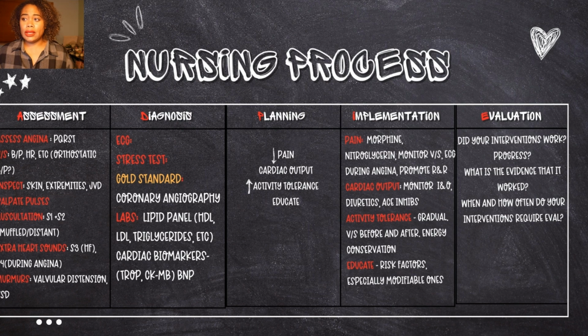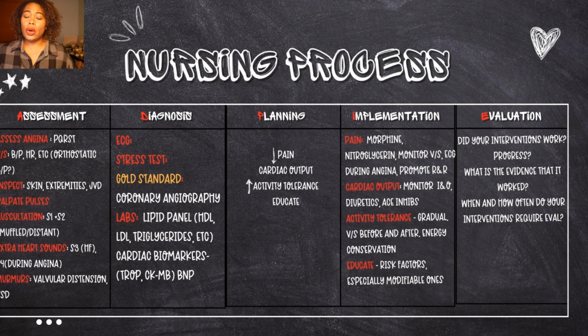Now, as far as planning goes in ADPIE, we want to look to reduce the patient's pain. We want to have adequate cardiac output and increase their activity tolerance, while also giving them education so they are informed of why this is happening and what they have in their toolbox and in their power to control to help reduce their risk factors for coronary artery disease and improve their health.